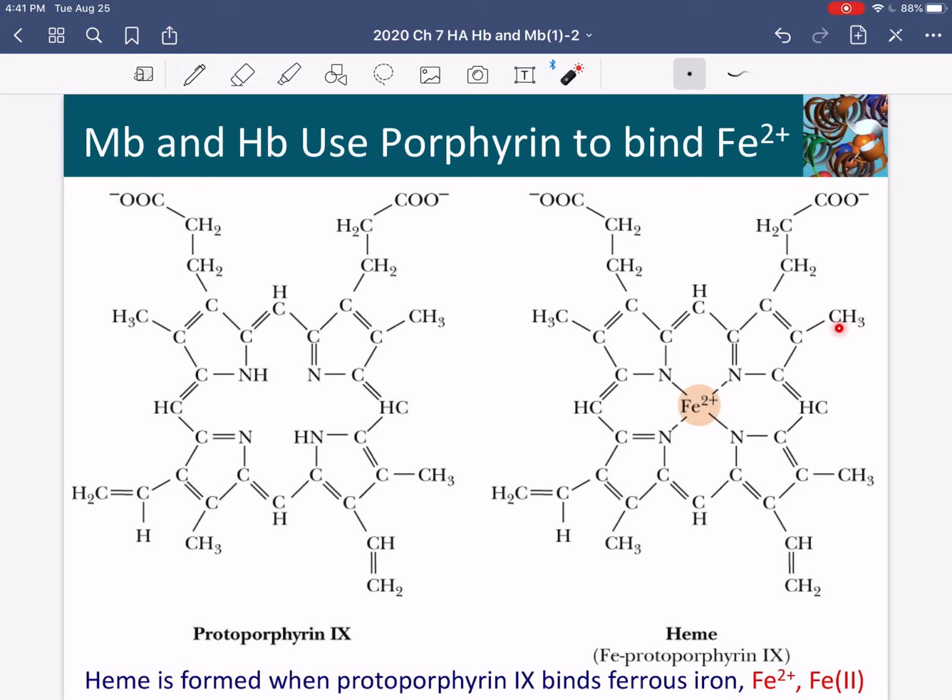As soon as you load it up with iron coordinated in the middle, coordinated by all those nice nitrogens on those protoporphyrin rings, these look like histidine imidazole rings, right? Those can coordinate iron and hold it in the center of the protoporphyrin ring, and now you have heme. So heme is the iron-loaded protoporphyrin ring. You will not be expected to draw the heme. Just remember ferrous iron, Fe2+, sometimes Fe(II).